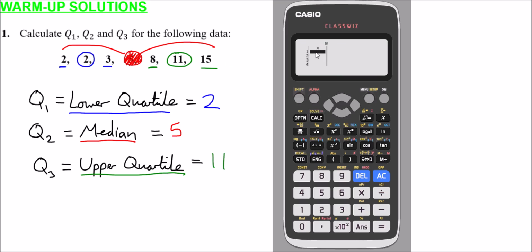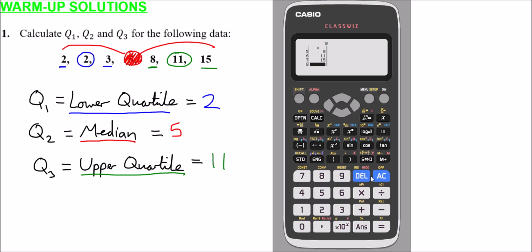And now we can just put the numbers in one by one. So x just means the particular value we're inputting. The first one is 2. Press equals again because we have two 2's. Press 3. The next one here was a 5. You can just about see it. Then 8. Then 11. Whoops, not 111. And then finally 15.